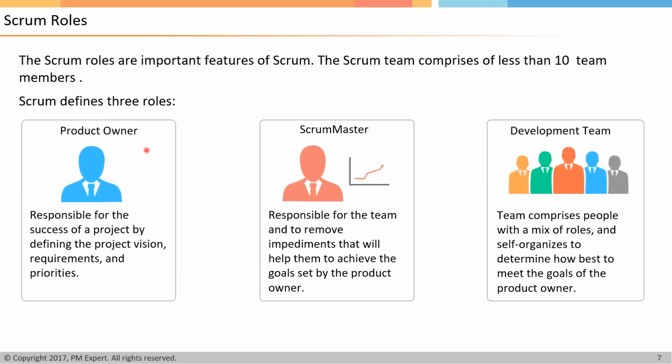paired comparison method. We can use weighted shortest job first. We can use the 100-point or $100 method. But whatever the product owner feels is relevant to prioritize, he can decide whichever technique is best for a particular product backlog, right? To prioritize it. So the product owner owns the product backlog, right? He's accountable for prioritizing the product backlog, right?